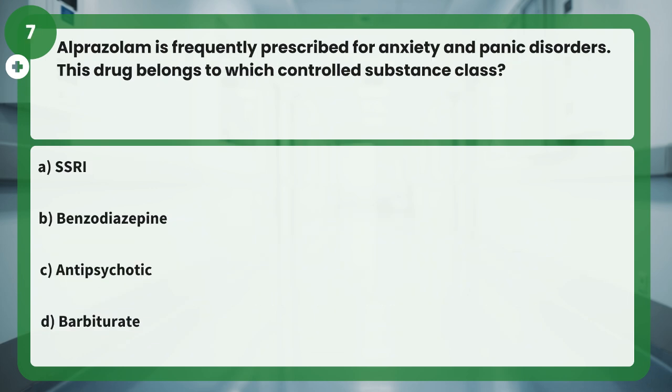Question 7. Alprazolam is frequently prescribed for anxiety and panic disorders. This drug belongs to which controlled substance class? A. SSRI. B. Benzodiazepine. C. Antipsychotic. D. Barbiturate.